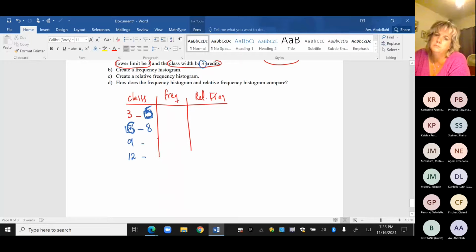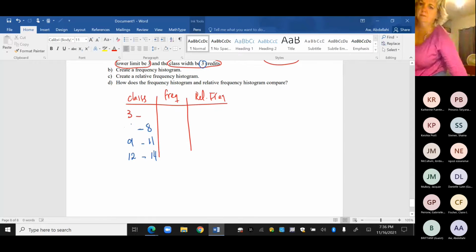Okay, so 9 to 11, right? And 12 to 14. 12 to 14. Do you see that? Exactly. This is how we do the classes. So I think, like I said, it is safer to figure out the 2 consecutive lower limits and then go from there.